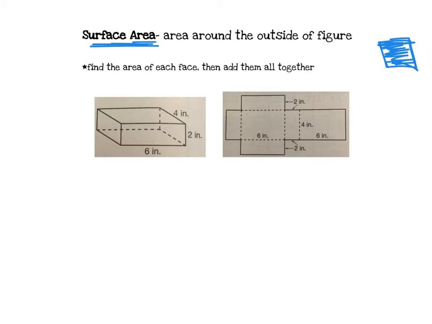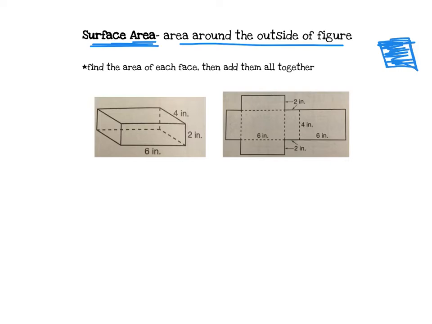So surface area is the area around the outside surface, kind of just what it sounds like. So if I had a box and I wanted to wrap it with wrapping paper, or I wanted to paint the outside of a box, I would need to calculate the surface area. If we're going to fill our figure with something, that would be volume, and we'll talk about that later. So we're going to focus on surface area today, which is the area around the outside of a figure.